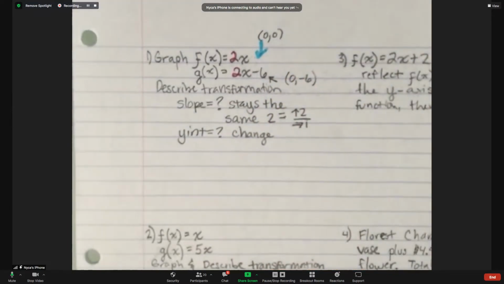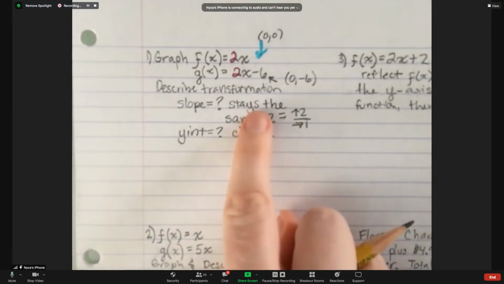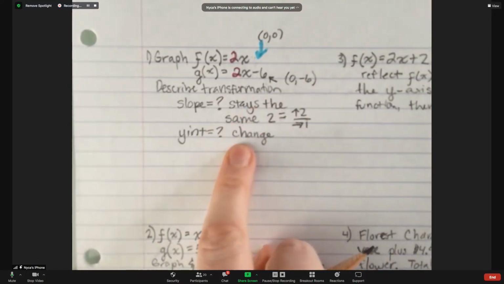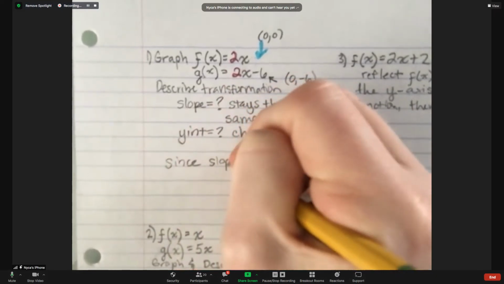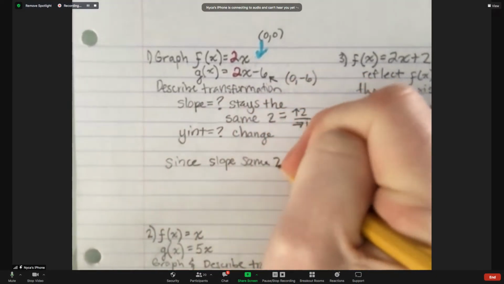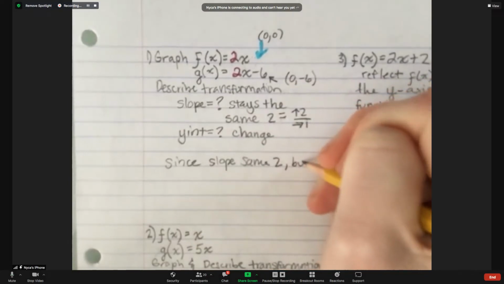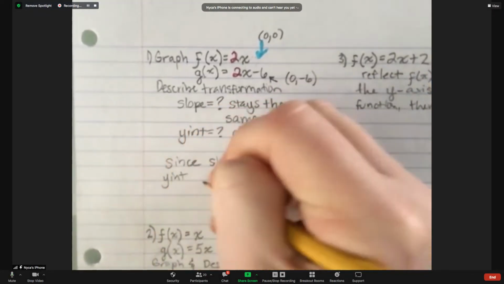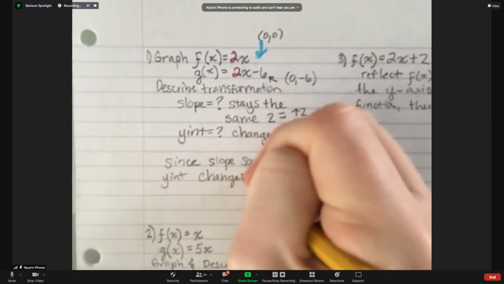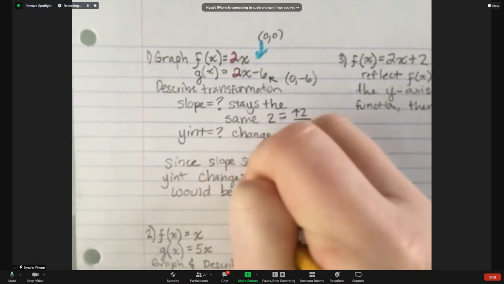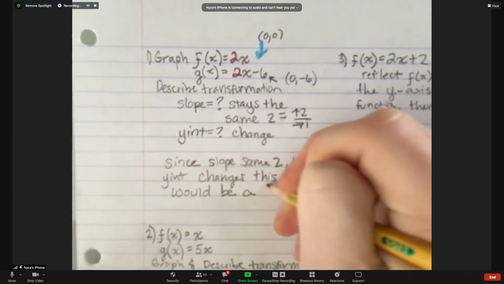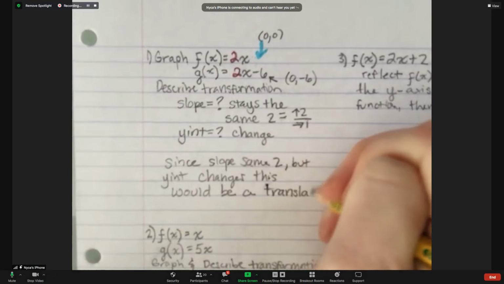All right, now I think of the 3 possibilities. So for translation, the slopes stay the same and the b changes. Okay, that means both of those were met. So since slope same, which is 2, but y-int changes, this would be a translation.